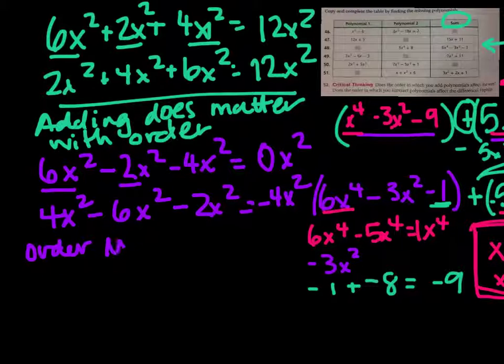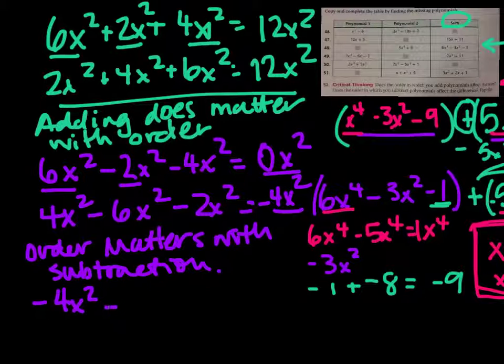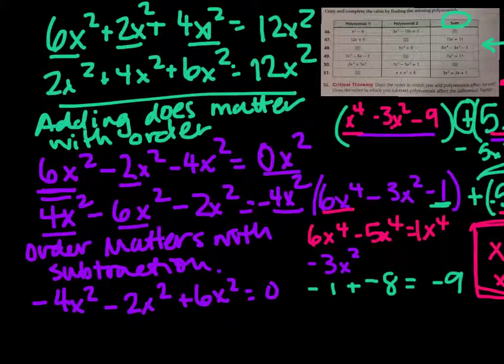Order matters with subtraction. That's what that tells me, because I get two different answers. However, I can guarantee you if we had written this as negative 4x squared minus 2x squared and kept that 6 a positive, plus 6x squared, we'd end up with 0. But at the same time, that's not what this question was asking. It was asking the order in which we subtract the polynomials. So just taking those numbers and seeing if they end up being different. All right, one last problem and we're done.